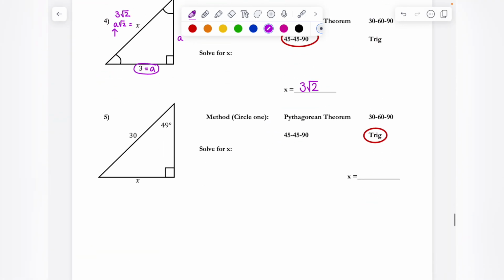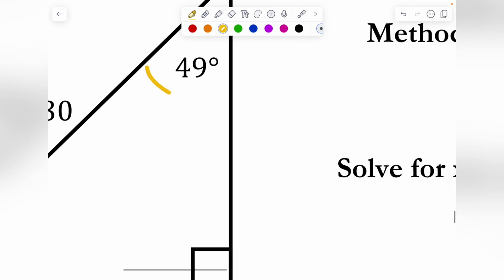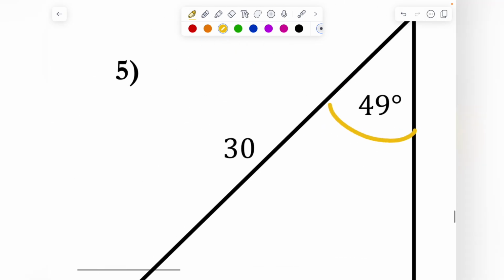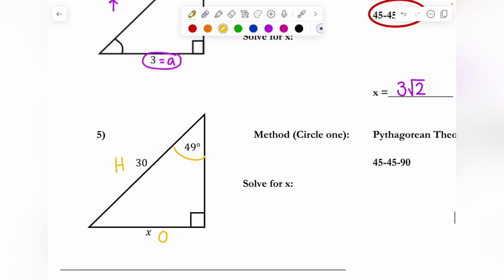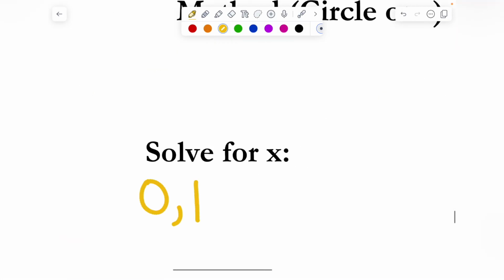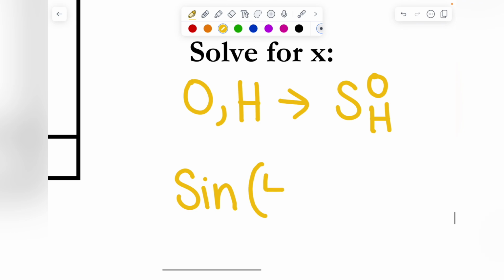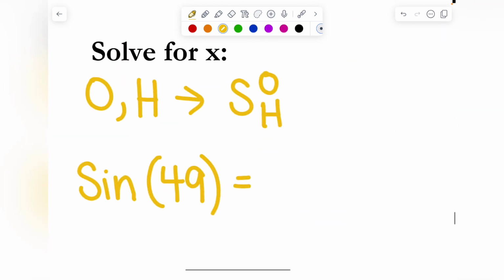And finally, this one we said is trig. The angle they gave me is 49 degrees. From that angle, I want the opposite side, and I know the hypotenuse. So opposite and hypotenuse is going to be SOH, or sine. So it's sine of the angle they gave me, which is 49 degrees, equals opposite over hypotenuse, x over 30.